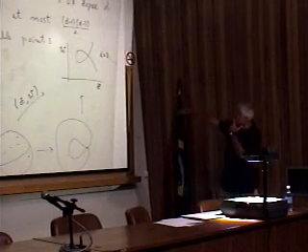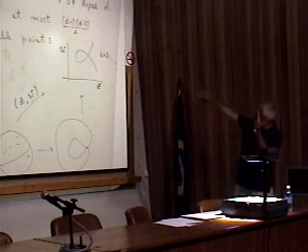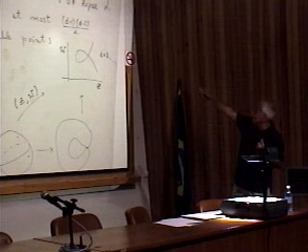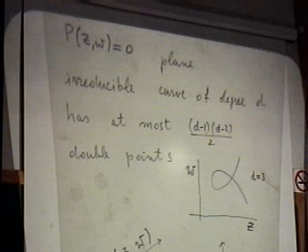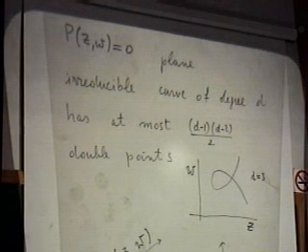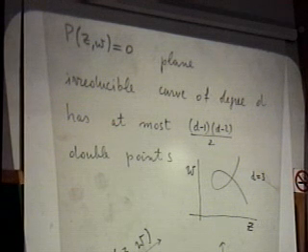And maybe also one more picture is needed. Sometimes we see singularities on a curve. Here I'm saying that a plane irreducible curve of degree d has at most (d minus 1)(d minus 2)/2 double points. So let's take, for instance, a cubic. The irreducible cubic has a maximum number of 1 double point.